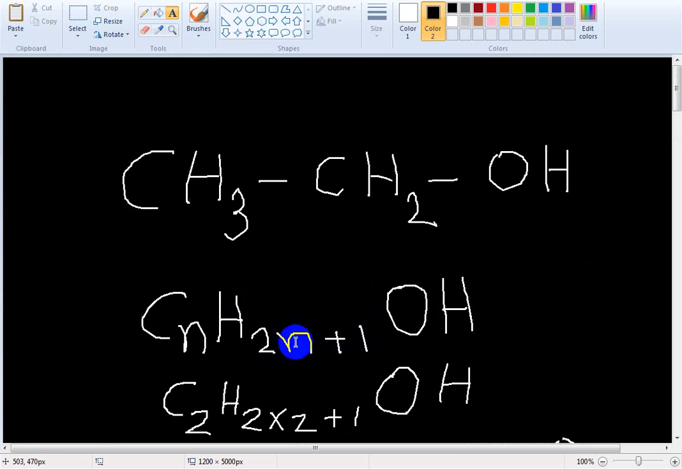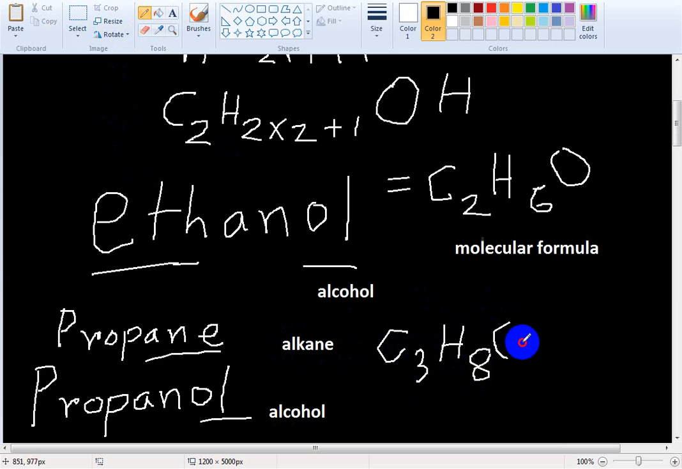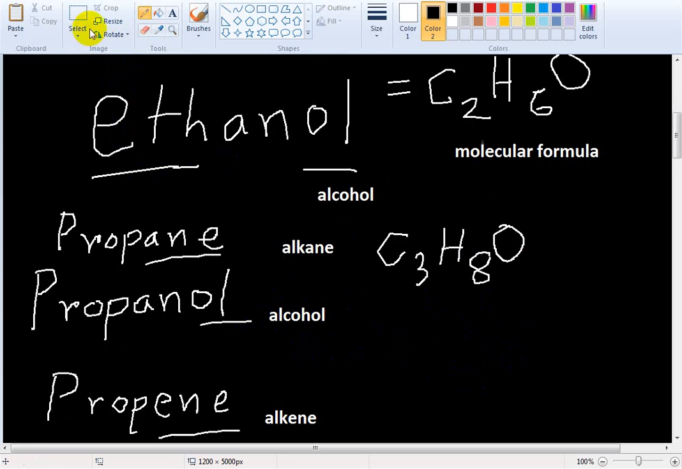Put n equal to 3. 2 into 3 is 6 plus 1 is 7, this one 8. Okay, so here carbon is 3, hydrogen is 8, and oxygen is 1. This is not alkane, it is propanol. Propanol general formula.